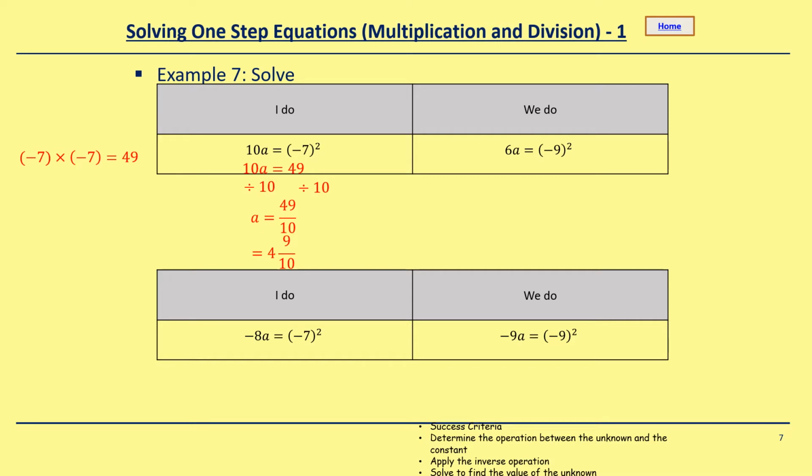This one has the same, minus 7 squared. So our equation is minus 8A equals positive 49. So we're going to divide the left hand side and the right hand side by negative 8. And 8 doesn't go into 49, so we can write it as a fraction, 49 over negative 8. And we can change it into a mixed number, minus 6 and 1/8.